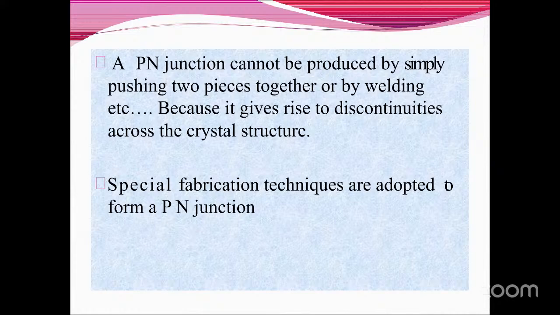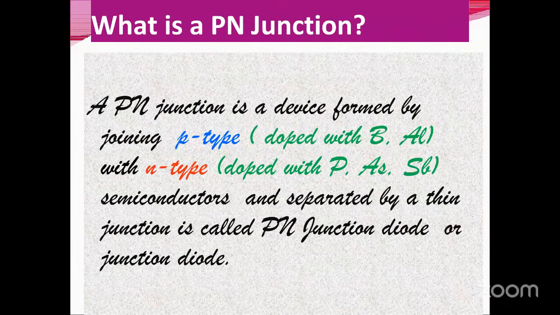So what do we mean by a PN junction? A PN junction is a device formed by joining a P-type semiconductor, where a trivalent impurity such as boron or aluminum is added to the pure type, with an N-type semiconductor material. N-type means a pentavalent, fifth group element is added to the pure type, such as phosphorus or arsenic. These semiconductors separated by a thin junction, P and N, form a PN junction diode, or else simply a junction diode.